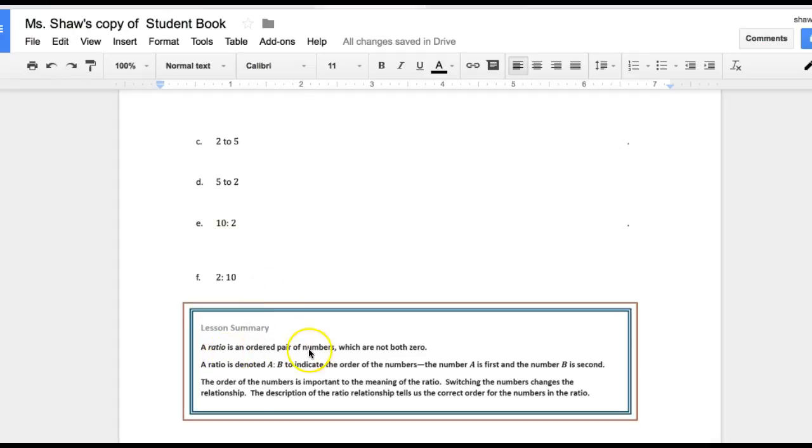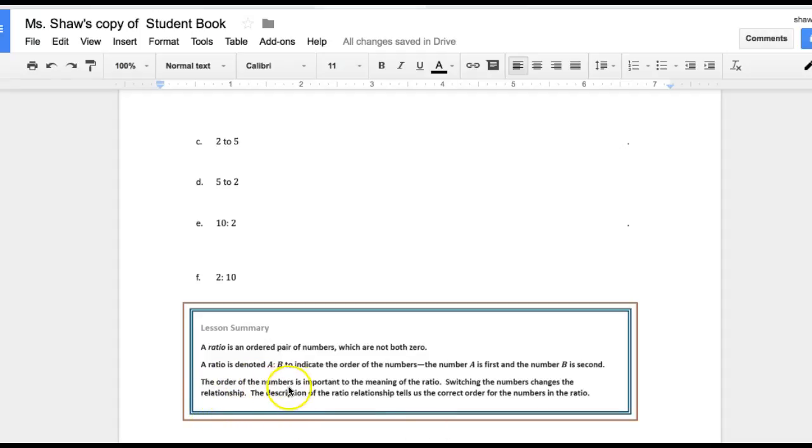Over here, it's important to note that both of these numbers are not 0. A ratio is denoted, which means it's written, as A to B, which could be any number A and a different number B, to indicate the order of the numbers. The number A is the first number, and B is the second number. That just goes to talk about when I talked about ordering. Ordering is important. If we talk about boys first and then girls, then we have to write the numbers in order. That's what that means.